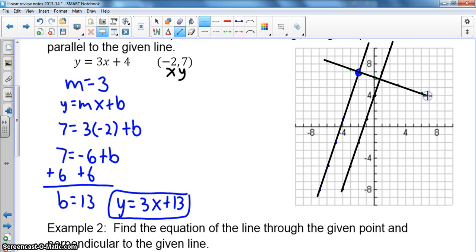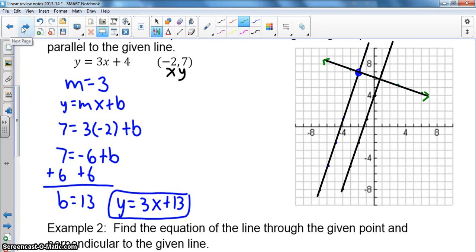And lo and behold, it's like mathemagic. It crosses through that point negative 2, 7, and it looks like that creates a right angle, which is what the definition of perpendicular is. So it crosses through that point and is perpendicular to our original line, which is exactly what we wanted.